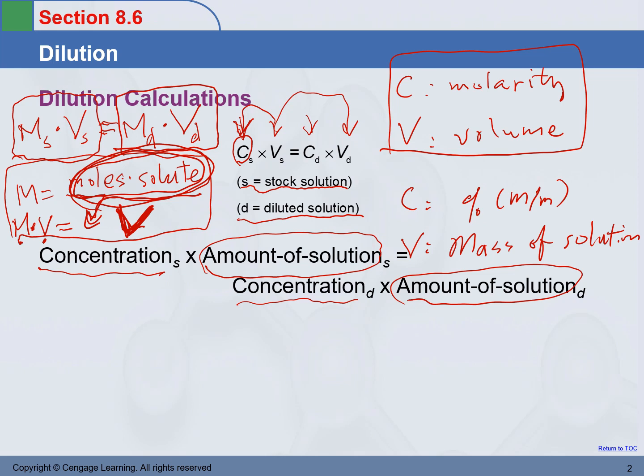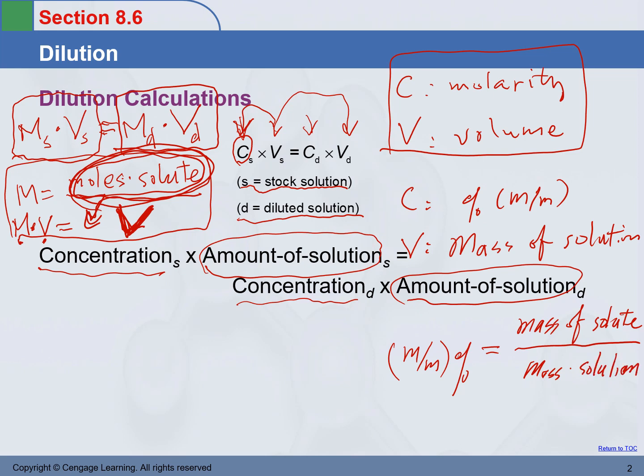What about percent concentration then? Percent concentration, remember, percent by mass concentration, mass over mass percent concentration equals the mass of solute divided by the mass of solution. This is the definition of percent by mass. Again, let's multiply both sides of this equation by the mass of solution. On the left, it is percent by mass multiplied by the mass of solution.